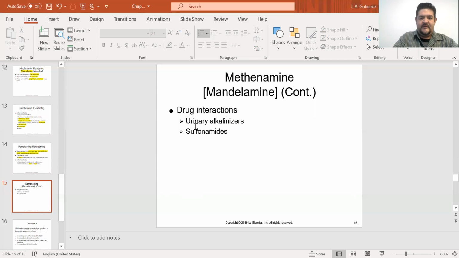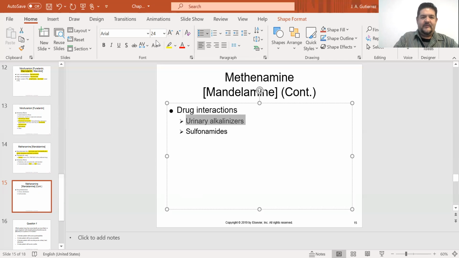Regarding interactions, alkalinizers: don't mix methenamine with medications that alkalinize the urine, because that will decrease the amounts of ammonia and formaldehyde. And don't mix it with sulfonamides. And we mentioned sulfonamides is one of the drugs that is used for UTIs. If you mix it with methenamine, sulfonamides will be converted into crystals, and we mentioned this term is called crystalluria. So the patient will be peeing crystals, and it's very painful.